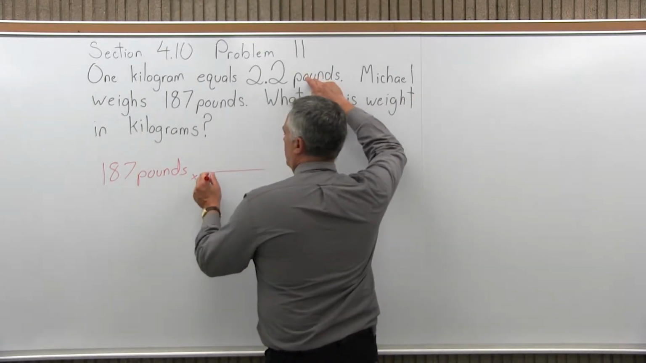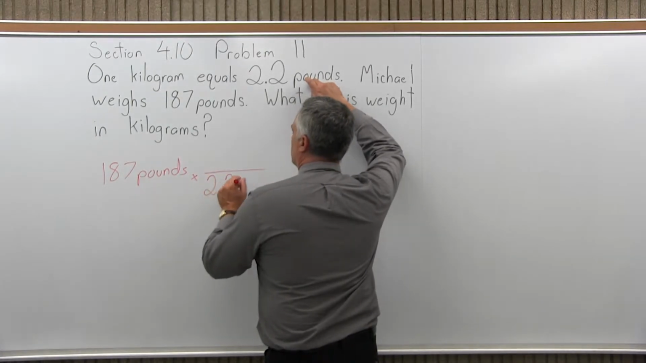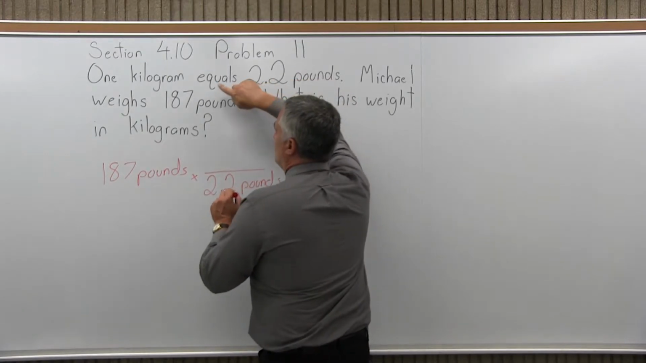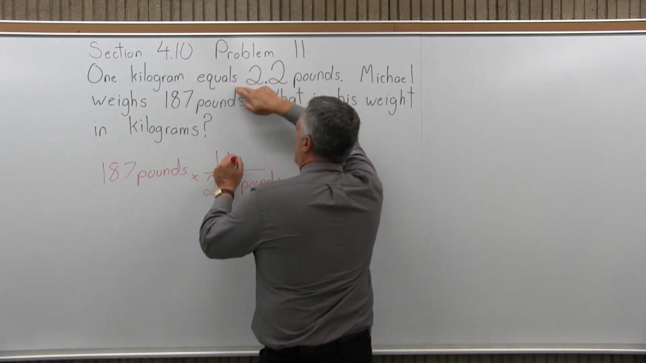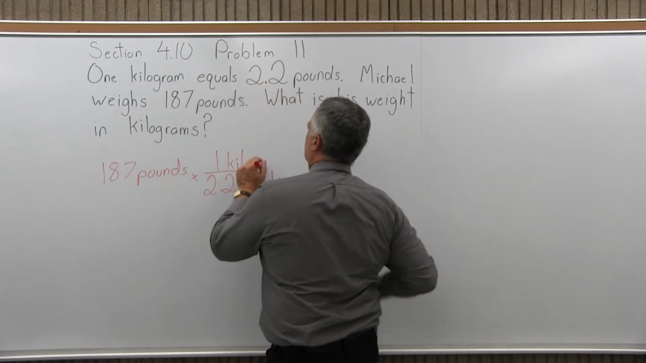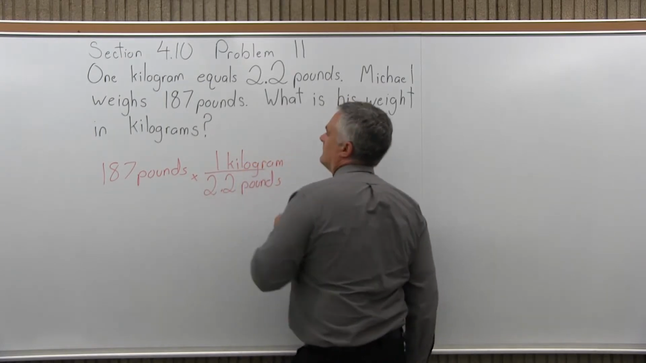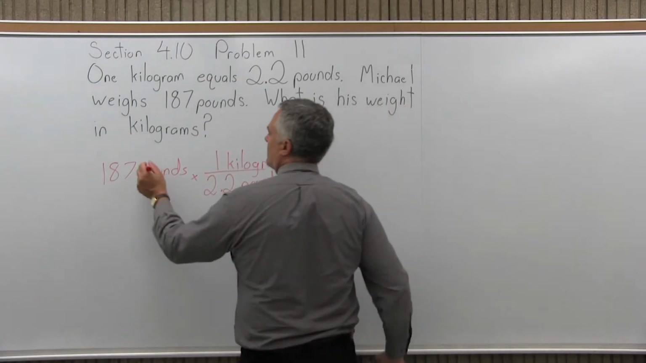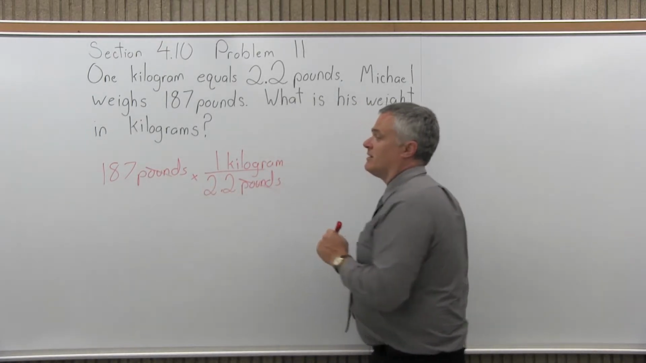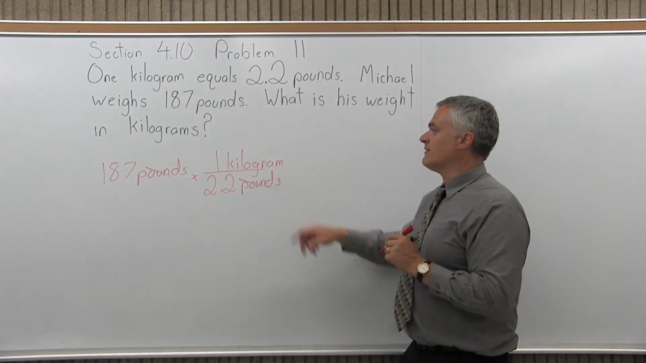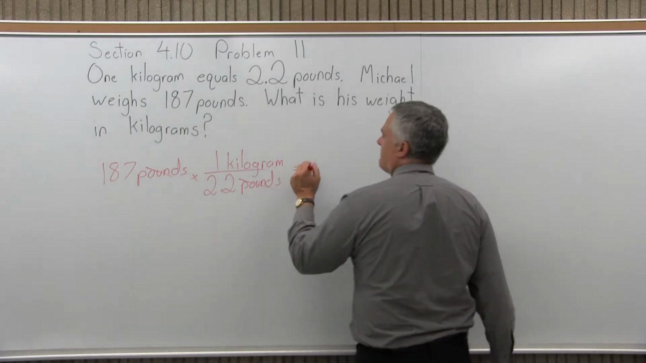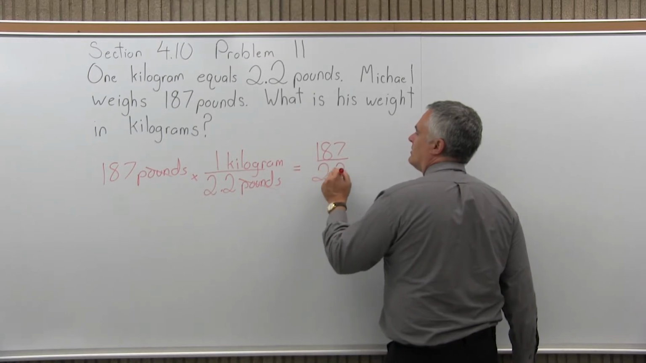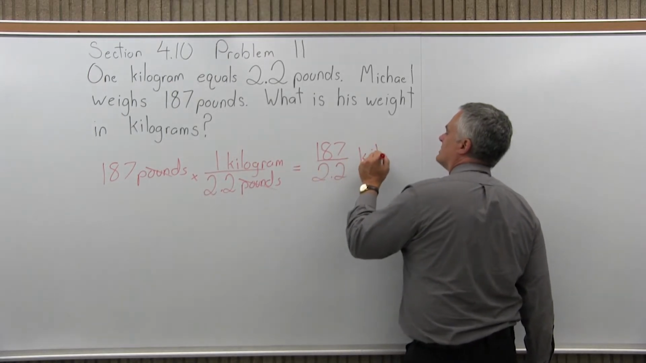So 2.2 pounds is equal to 1 kilogram. So if I do that math, I'll get Michael's weight in kilograms. So I have pounds in the numerator, pounds in the denominator. They'll cancel, and the units that are left are kilograms. Now to do that math, it gives me 187 over 2.2, and my units of measure will be kilograms.